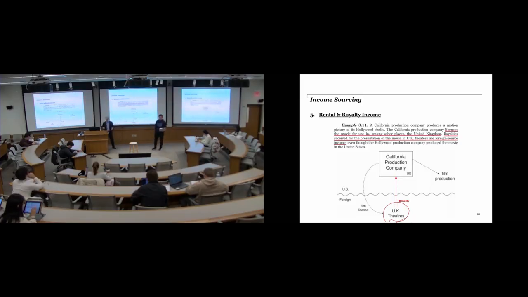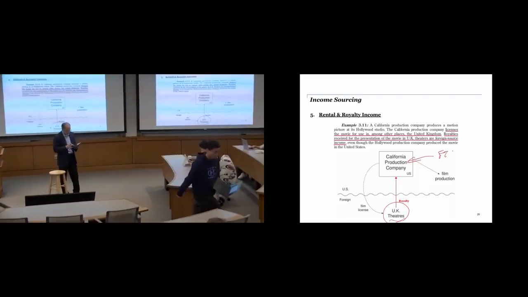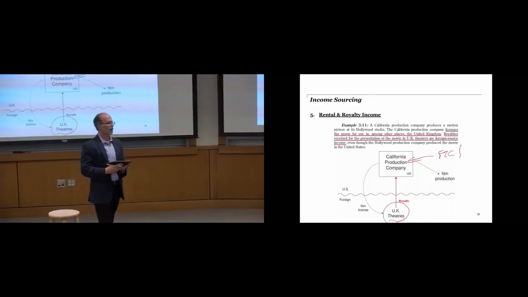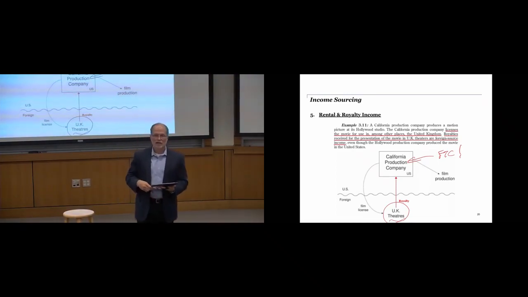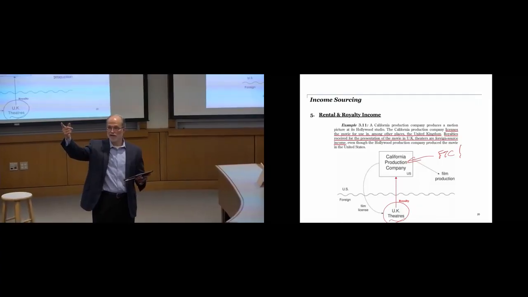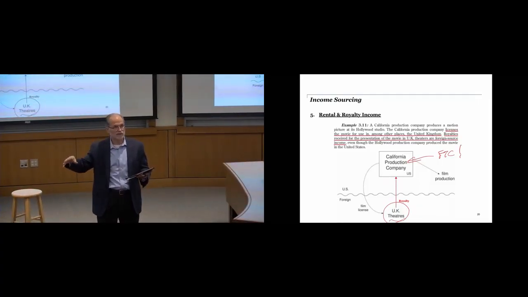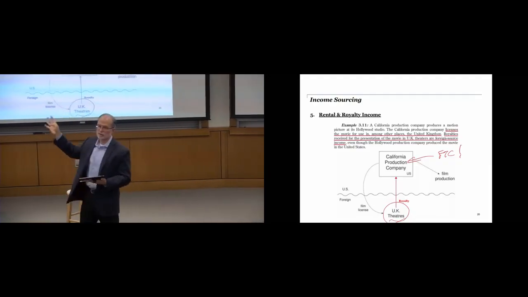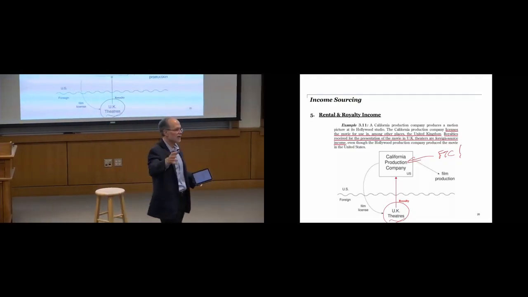Why is this important? Because I can guarantee you, the California production company is trying to claim a foreign tax credit. They might be getting hit with withholding tax coming out of the UK, with the UK law as to what they think about this. But if this is a company that is doing lots of foreign activities, they would be trying to claim a foreign tax credit. They would like to count foreign source income.